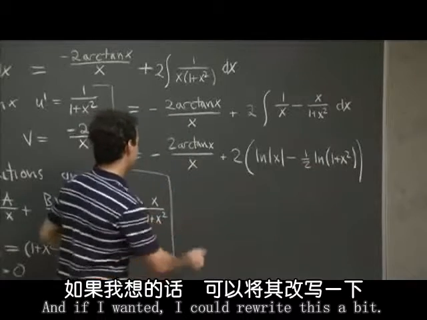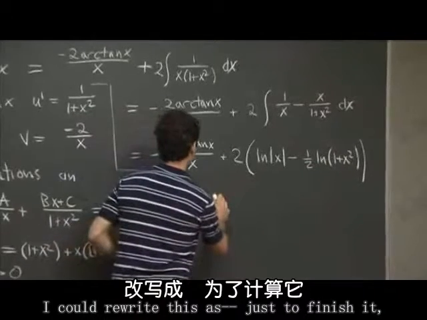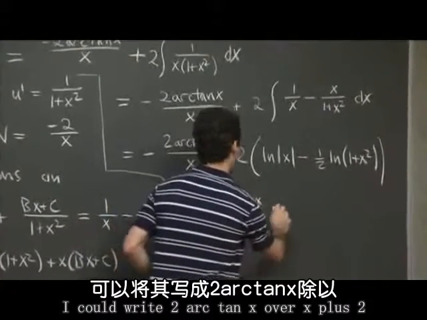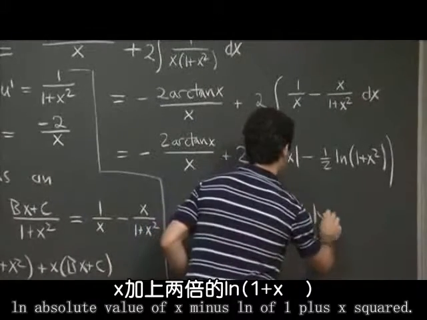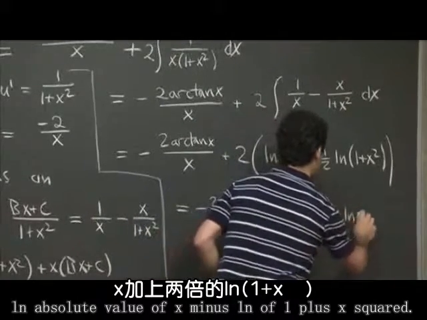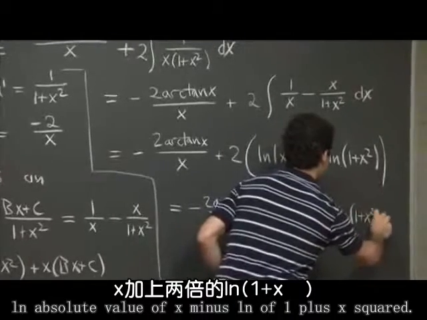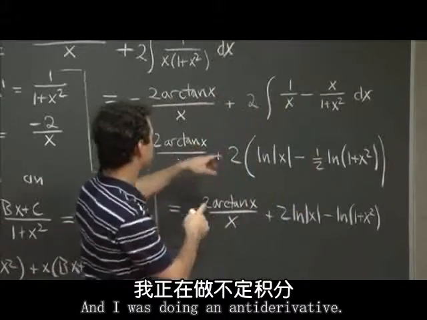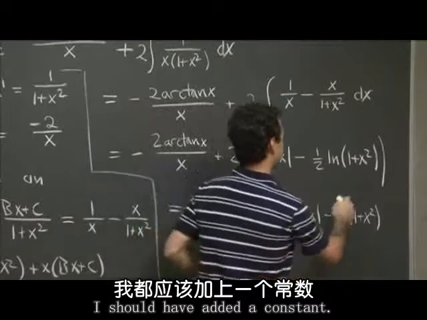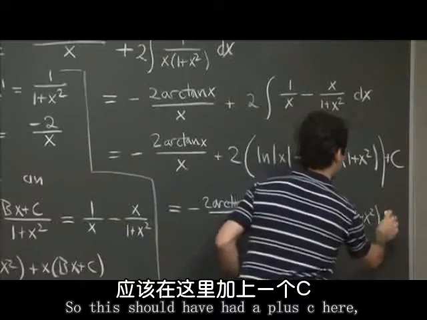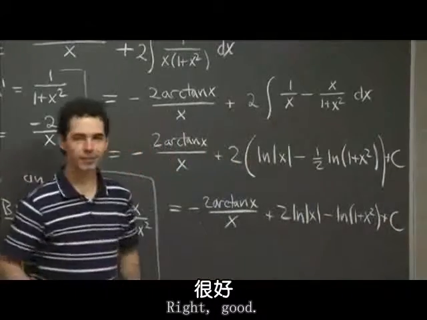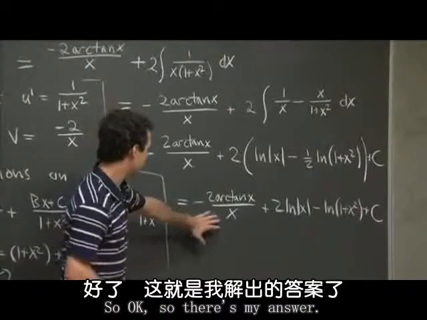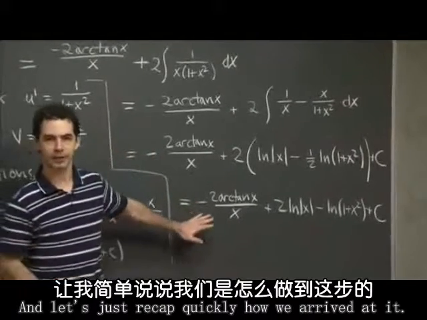OK, and if I wanted, I could rewrite this a bit, just to finish it. I can write 2 arctan x over x plus 2 ln absolute value of x minus ln of 1 plus x squared. And I was doing an antiderivative, so whenever I finished the last one, I should have added a constant. So this should have had a plus c here, and I should have a plus c there. Right. Good. So there's my answer.